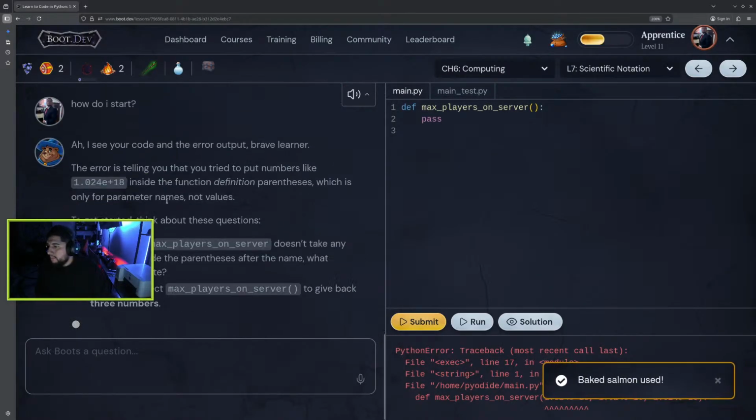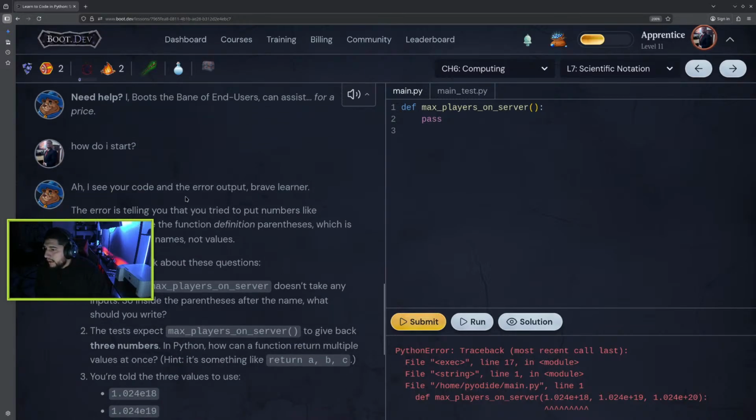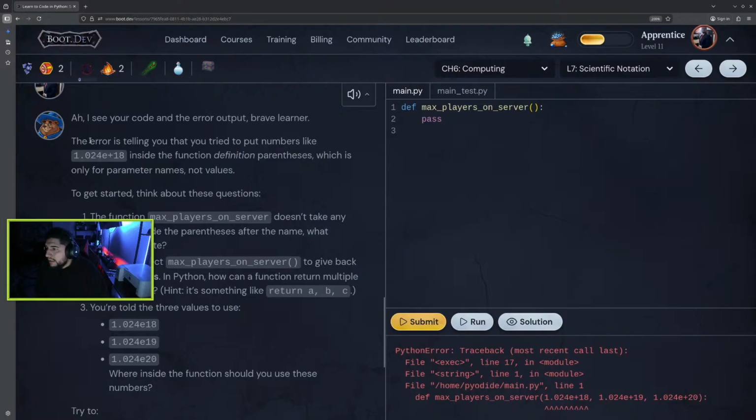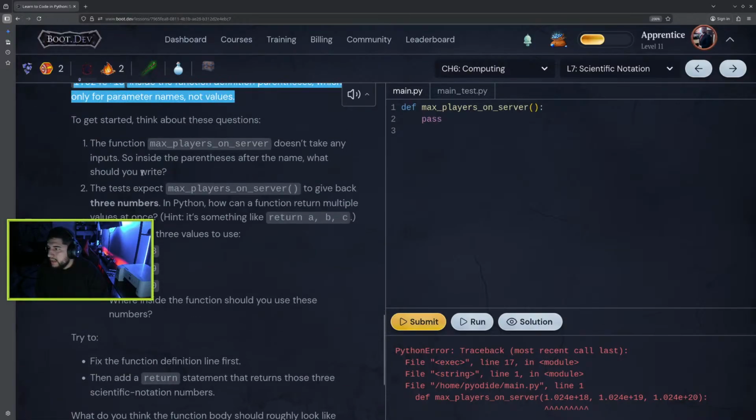Alright. It says, I see your code in the error output, brave learner. Okay. The error is telling you that you tried to put numbers like this inside the function definition parentheses, so it remembered what I tried to do, which is only for parameter names, not values. Okay. Alright, to get started, think about these questions. The function max players on server doesn't take any input, so inside the parentheses after the name, what should you write?